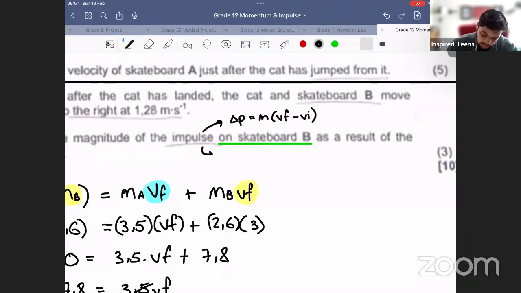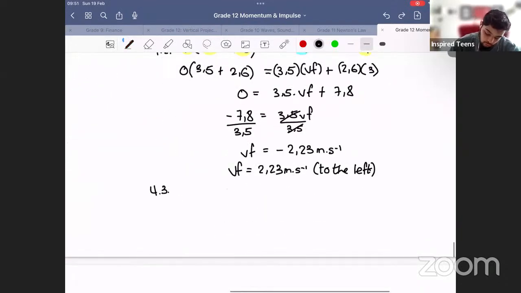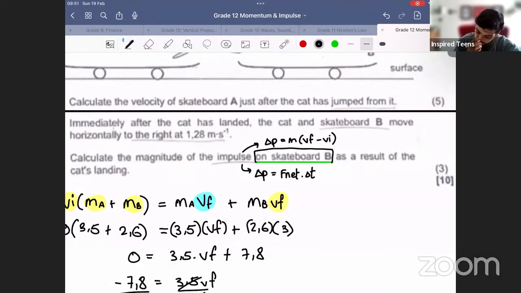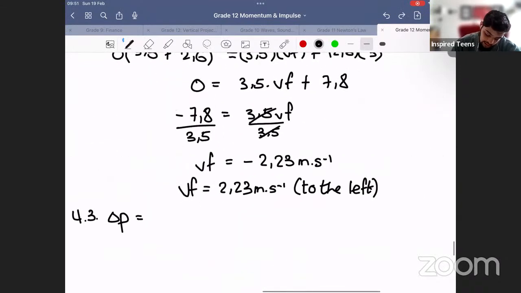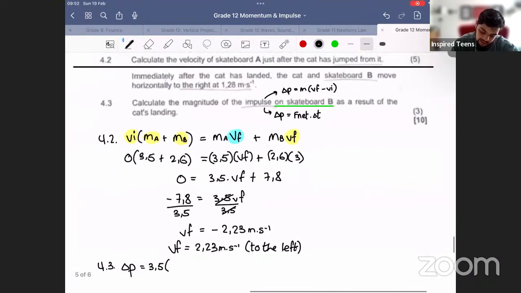There's also the one with force, but I don't think we're going to use that one because there's nothing mentioned about force, nor is there anything mentioned about contact time, and they don't want net force or contact time or mass or velocity. They want impulse. So we need to use one of these, and we're most likely going to use the first one just because net force is not mentioned. We already wrote the formula on top, so I'm not going to write it again. We are dealing with skateboard B. Firstly, its mass is the same as the mass of the other one, 3.5. Its final velocity, can someone tell me what is its final velocity?